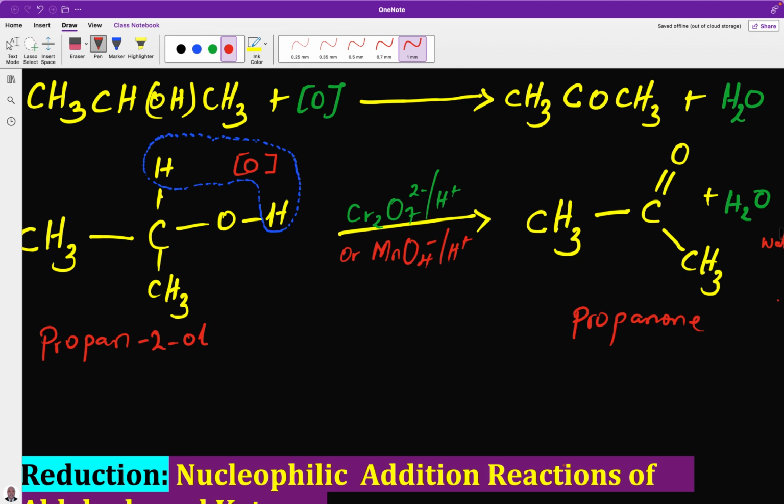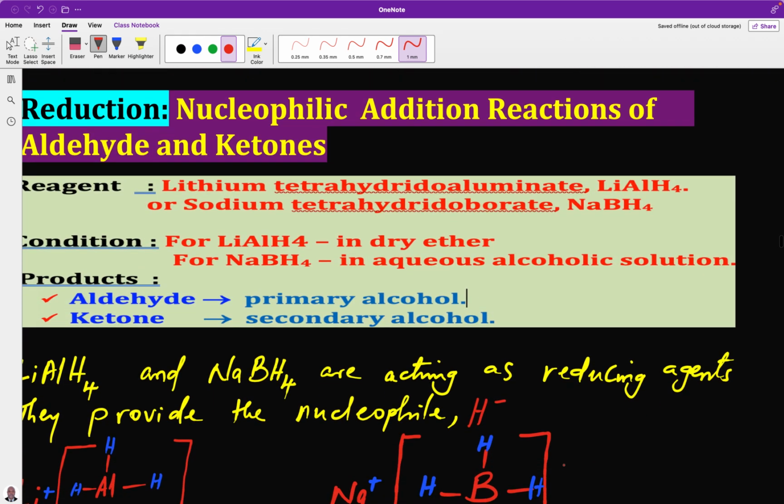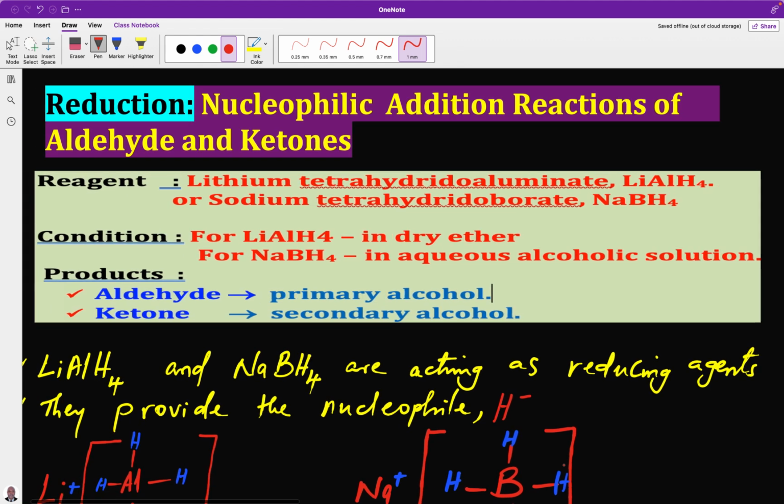Now, we went to reduction of aldehydes and the ketone. This is the reverse of the oxidation process. Oxidation was preparing aldehydes from primary alcohol and ketones from secondary alcohol. Now this is the reverse. How can we get back to primary alcohol or secondary alcohol? This is through reduction. In other words, we call it nucleophilic addition reaction of aldehyde and ketone, because the nucleophile there is provided by the reagents.